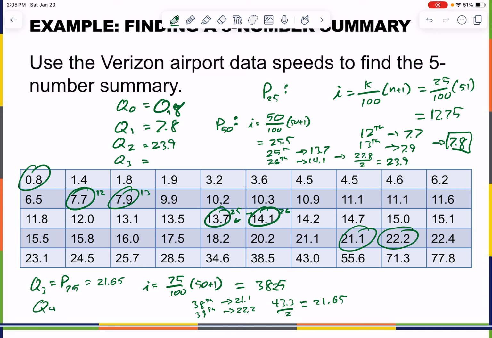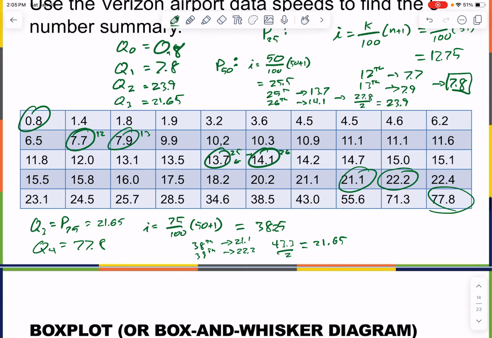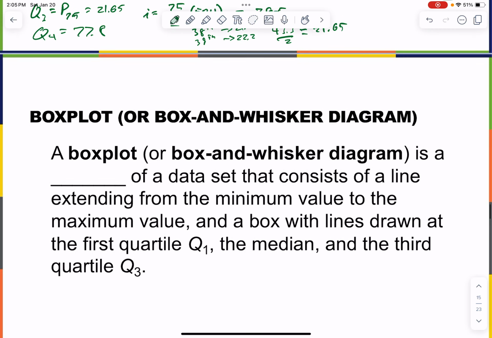And Q4 is the max, and that's 77.8. Okay, so there's my 5-number summary. All right. Well, with that in hand, let's go ahead and talk about box plots.